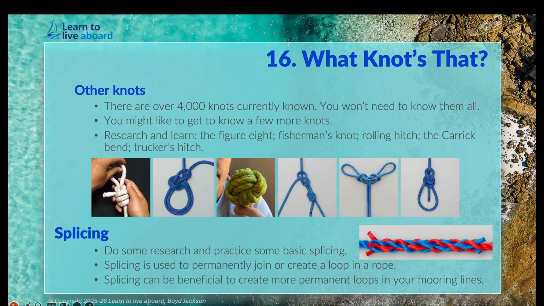But there are other knots, about 4,000 of them in fact, and that's the known ones. I'm sure there's 1,000 variations of the granny knot in there somewhere. You won't need to know them all, but you might like to get to know a few more knots. So research and learn. Learn the figure eight, the fisherman's knot, the rolling hitch, the carrick bend or the trucker's hitch. The trucker's hitch is a good one too, or variations on it. That allows you to secure things on deck and put a load on them with a knot that is relatively easy to undo.